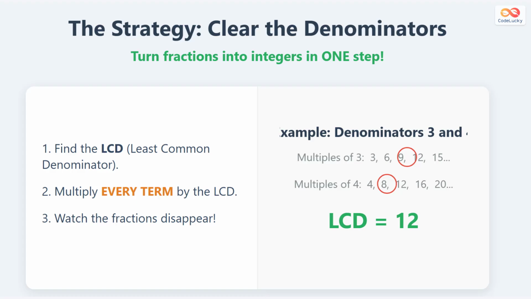Instead of fighting with the fractions, we can eliminate them entirely in a single step. The secret is using the least common denominator, or LCD. By multiplying the entire equation by this number, we can turn a fraction problem into a simple integer problem.